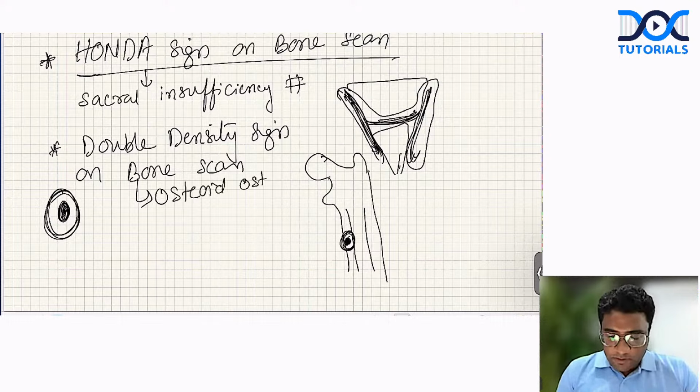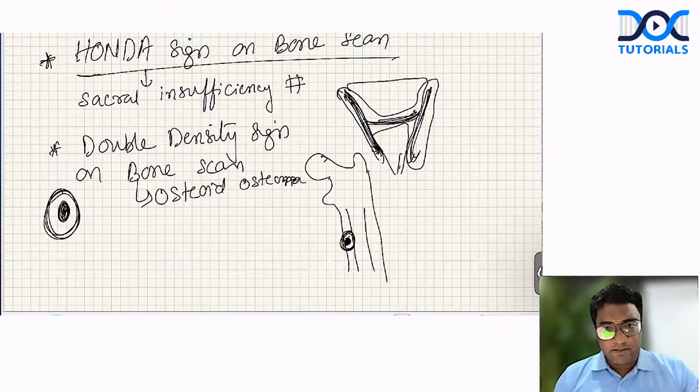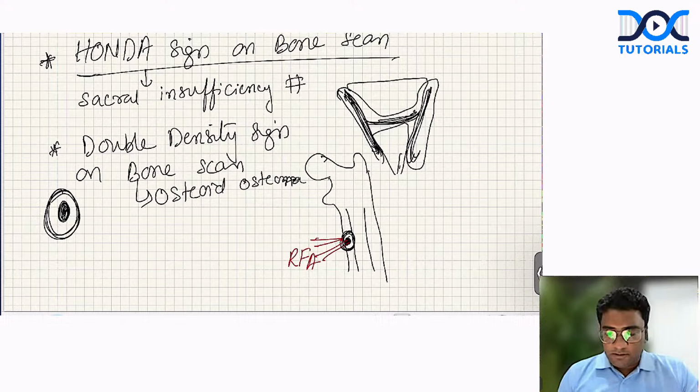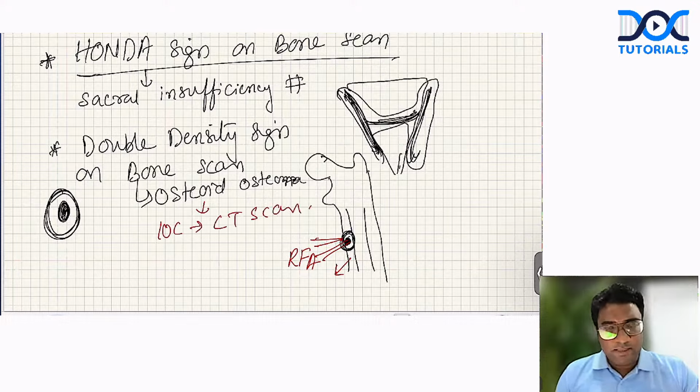Osteoid osteoma causes pain at night relieved with aspirin, right? The treatment is radiofrequency ablation. So pain at night relieved with aspirin, therapeutic test with aspirin, radiofrequency ablation. And because it's cortical based, what should be the investigation of choice? This is CT scan. For osteoid osteoma, the investigation of choice will be CT. This is about the double density sign on bone scan.